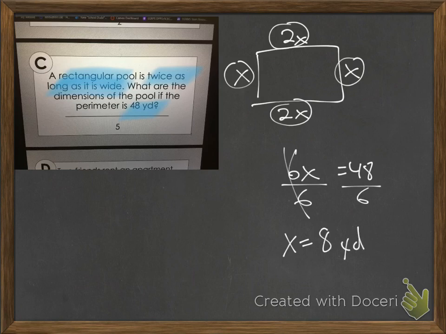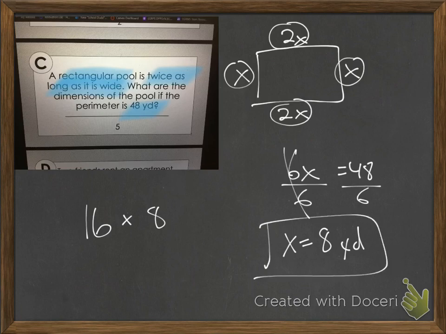Now, the question is, what are the dimensions? And you'd need to write something like 16 by 8 would be the answer to that. Something like 16 by 8 yards for the two different dimensions. What are the dimensions of the pool? So I think when you're looking at your next card, it's going to be based on the 8, and it's going to take you to card E.